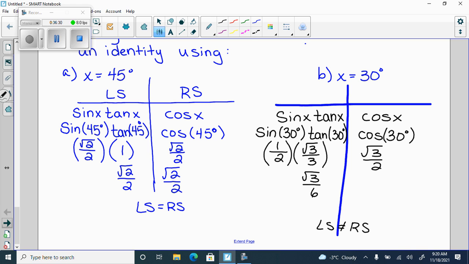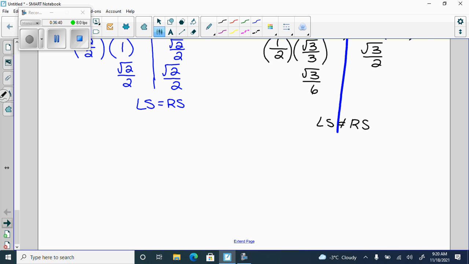So those are verifications. Does that make sense? You have to plug in immediately and get your left side to equal your right side. You write the equation, plug it in immediately, use the unit circle, boom, boom, boom. Okay? What is a proof?